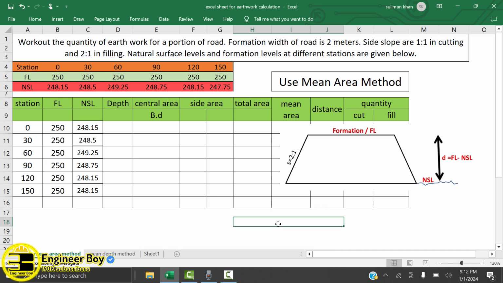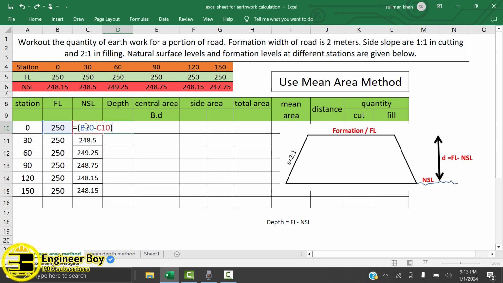For better understanding, let me write the same formula over here. We can determine the depth if we subtract the NSL from the formation level. So we're going to subtract the NSL from the formation level in order to have the depth. We provide equals over there, and let's start a bracket, and then the formation cell, which is B10, then the minus sign and then the NSL.